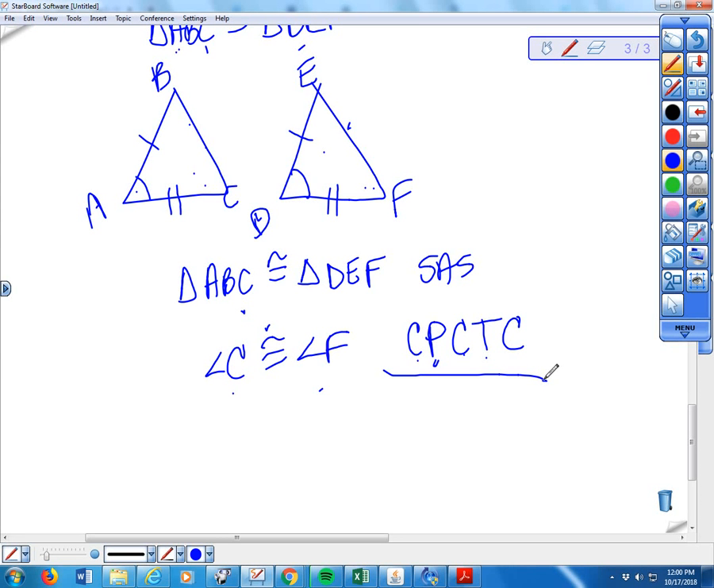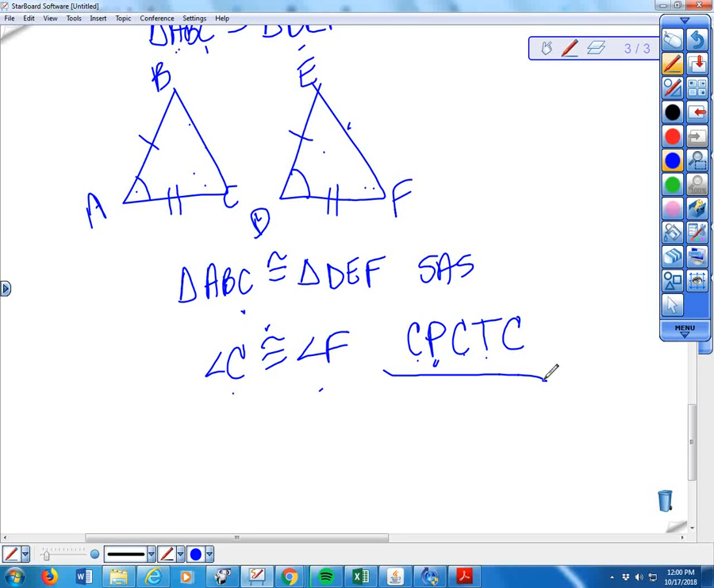Okay? You could write the whole thing out, corresponding parts of congruent triangles are congruent, or just shorten it to CPCTC. But you're going to use CPCTC a lot in proofs of why one angle is equal to another, why one side is equal to another. And it always starts with using whatever information you're given to prove the two triangles are congruent, and then you can prove those corresponding parts are congruent using this reason.